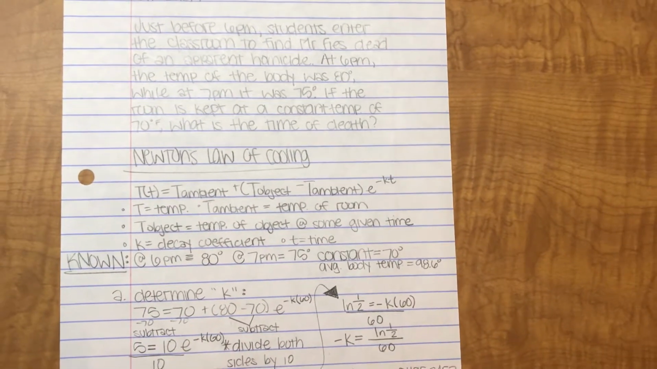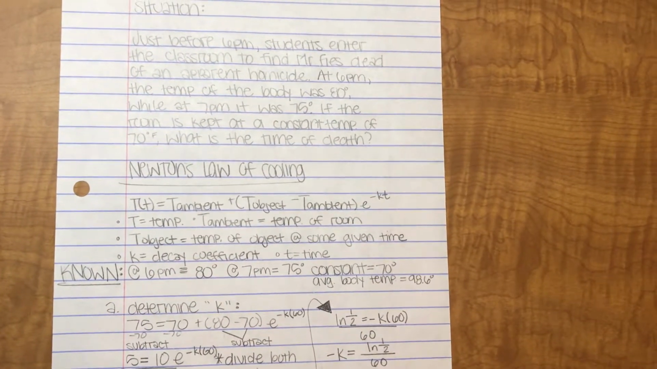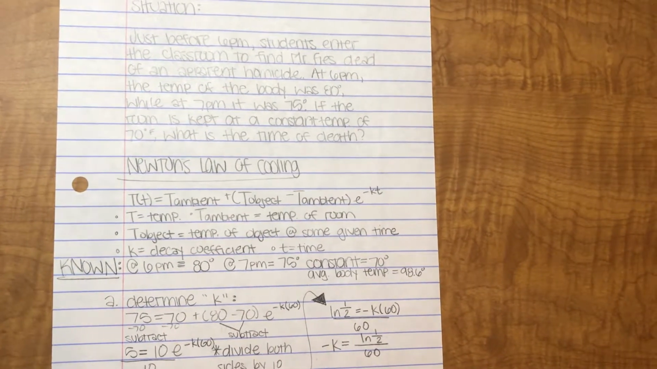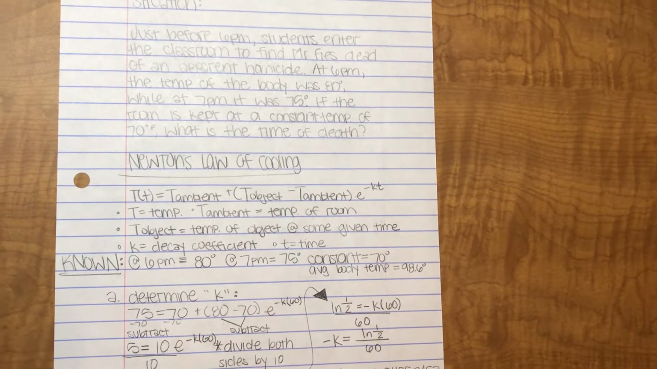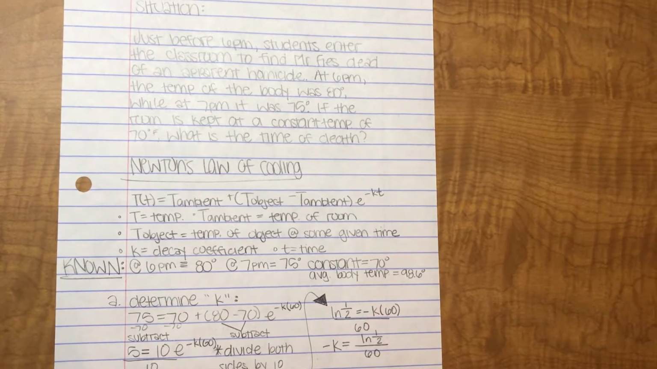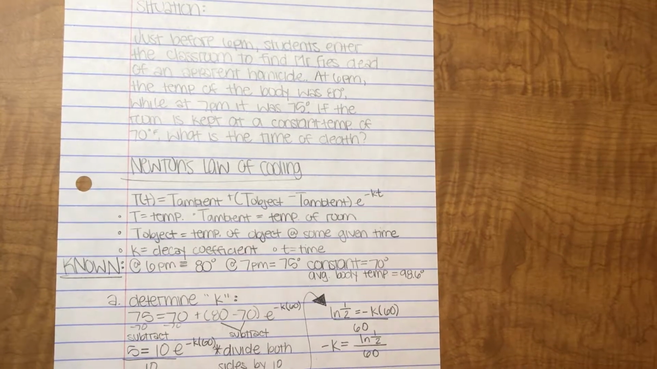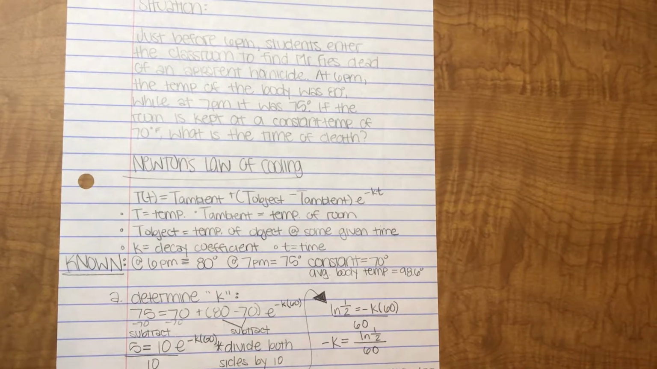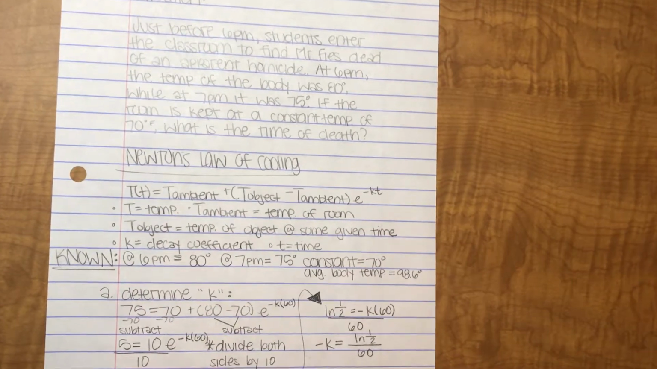T is equal to T ambient plus parenthesis T object minus T ambient close parentheses times e to the power of negative k times t. Capital T is equal to temp. T ambient is equal to temperature of room. T object is equal to temperature of the object at some given time. k is equal to the decay coefficient, and lowercase t is equal to time.